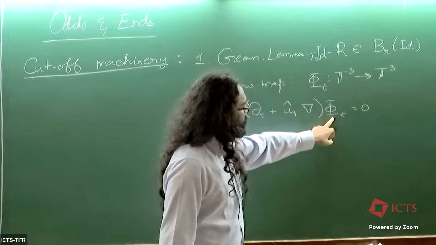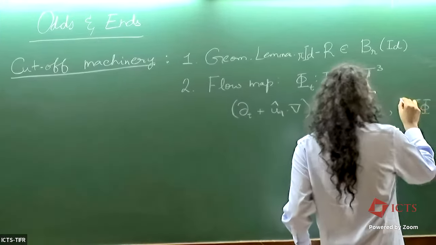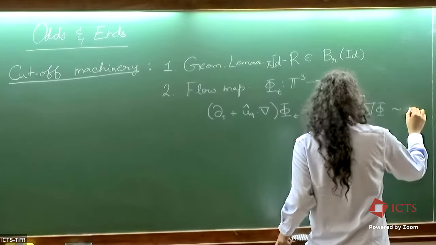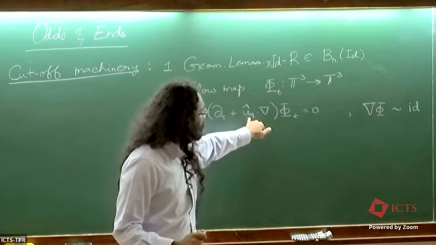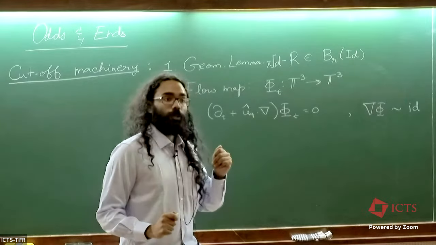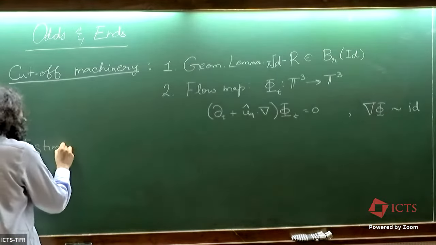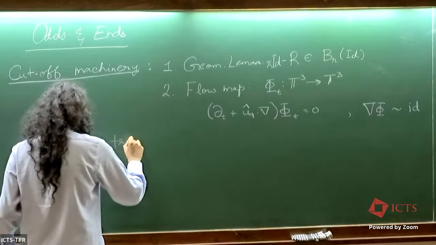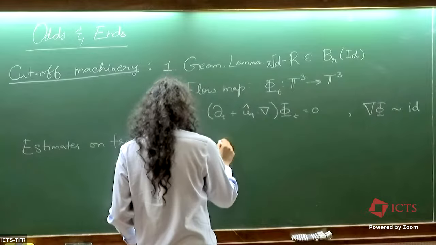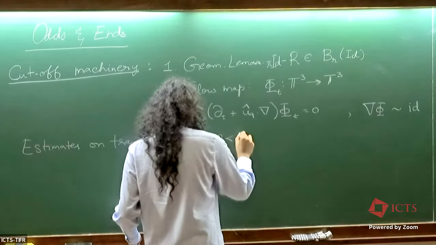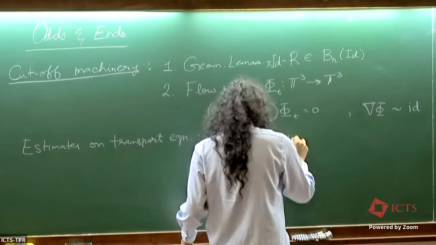So we basically want phi t to not move stuff so much. More precisely, what we'll need is that gradient phi t should be close to the identity matrix. In order to achieve this, we can only run this flow map for a very short amount of time. And that short amount of time, just by transport estimates on the transport equation, tells you that you can run this flow map as long as 0 less than t less than something which depends on the Lipschitz norm of the velocity field u_q.